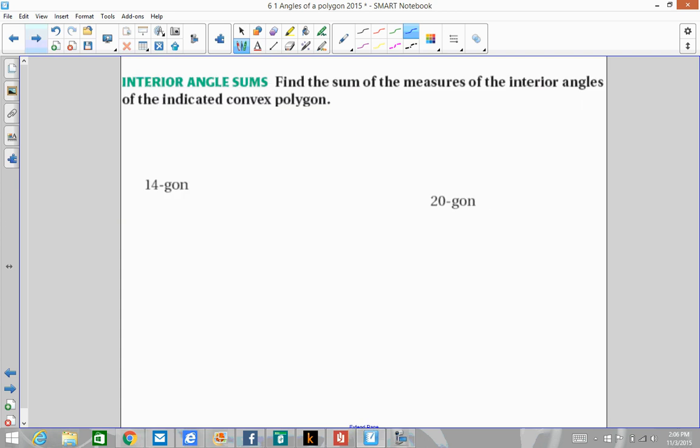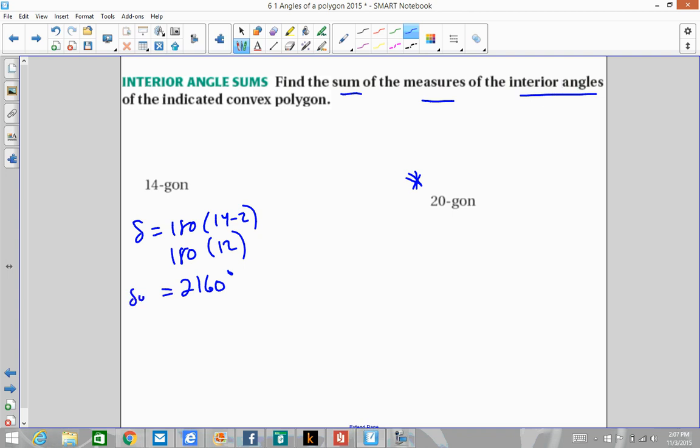All right, so now it says find the sum of the measures of the interior angles of the indicated convex polygon. So I'm going to leave this one for you to do, and I'm going to run through this one. So the sum of the measure of the interior angles, we'll use S for sum. Sum is equal to 180 times 14 minus 2. So that's 180 times 12. And so we can do the math there, and we get 2,160 degrees. And so the sum is equal to 2,160 degrees. So you do the 20-sided polygon and have that in your notes. Remember, write this as degrees because these are angles.